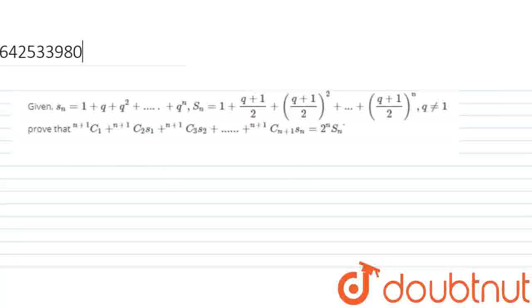Hello students, so the question is given. Given that Sn is 1 plus q plus q square, going up to q to the power n, and another Sn is given as 1 plus q plus 1 by 2 q plus 1 by 3, like this going up to q plus 1 to the power n divided by 2.